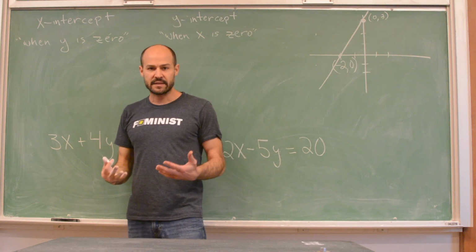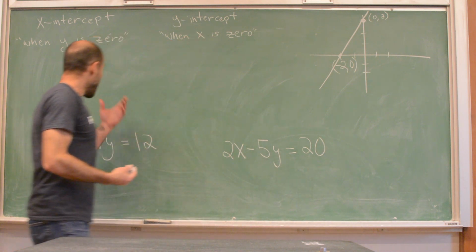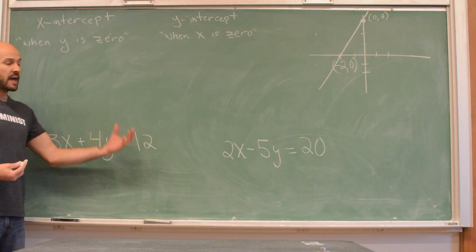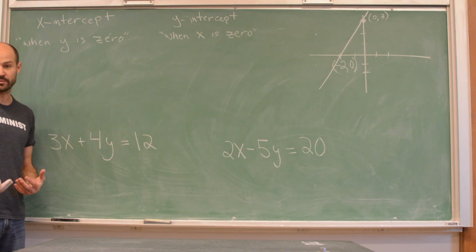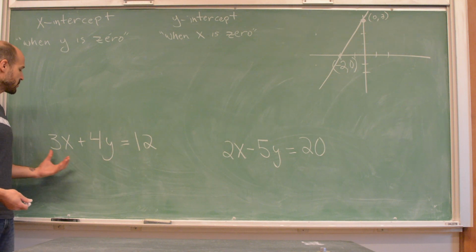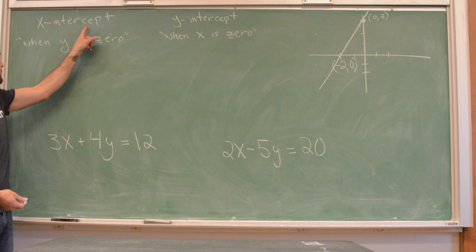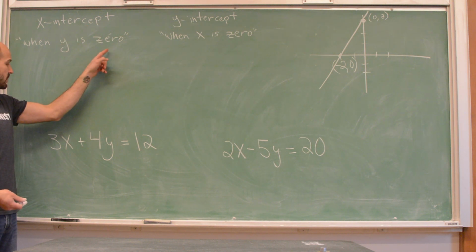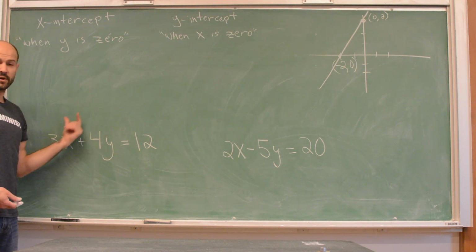And since that's the case for both of those two intercepts, we can use that information and the standard form of an equation of a line to determine the x and the y intercepts by using our algebra, and then we'll graph it. So for example, we'll take this 3x plus 4y equals 12. If the x-intercept is when y is 0, that means we can plug 0 in for y here and solve for x.